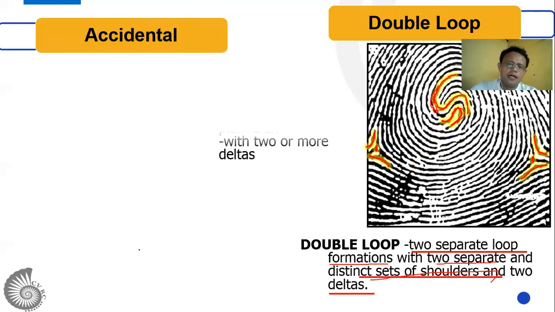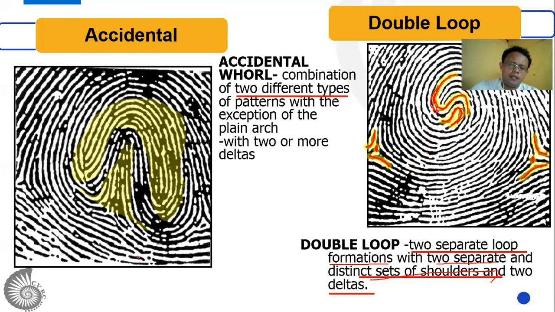Next is the accidental. Accidental is a quite unique pattern. Accidental is called accidental because there are two types of pattern. We can combine different patterns and it becomes accidental in one pattern area. In an enclosed type lines in one pattern area, two different patterns, except, don't forget the exemption, the plain arch. When this plain arch is paired with another type of pattern, it will not constitute accidental.